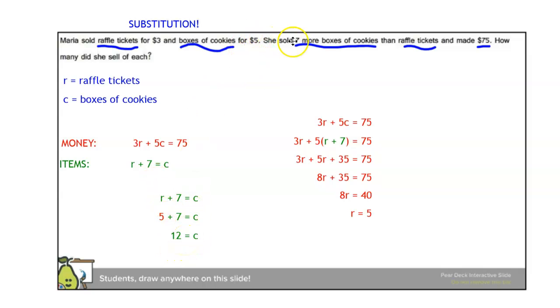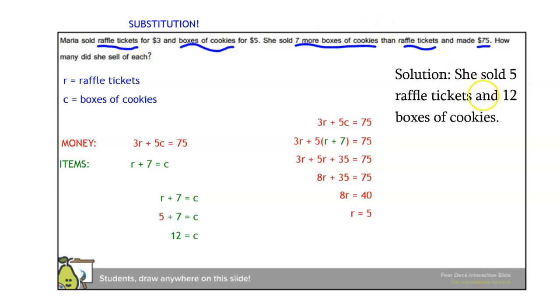Now let's see. She sold 7 more boxes of cookies than raffle tickets. 12 boxes of cookies, 5 raffle tickets, a difference of 7 between them, more boxes of cookies, right? That's another good keyword. There are more boxes of cookies, which means the other side of the equation should be the one that gets pumped up. All right, we write a sentence just like this. Excellent. 5 raffle tickets, 12 boxes of cookies.